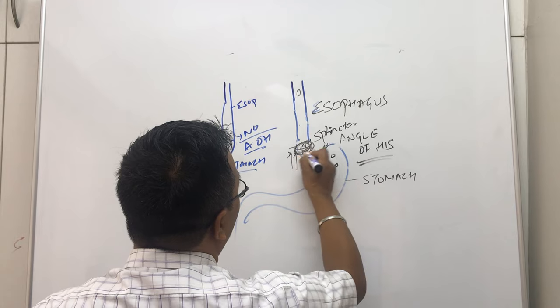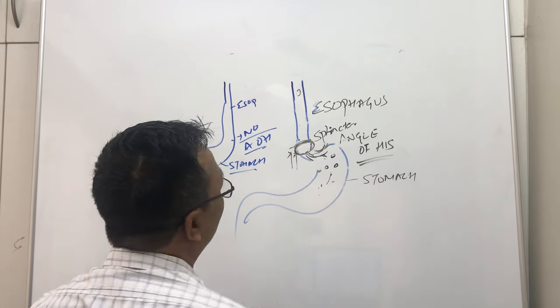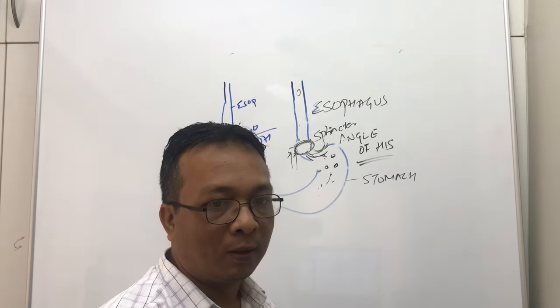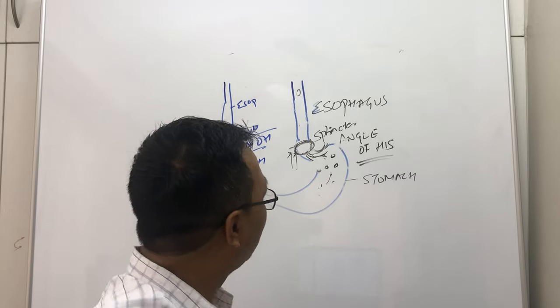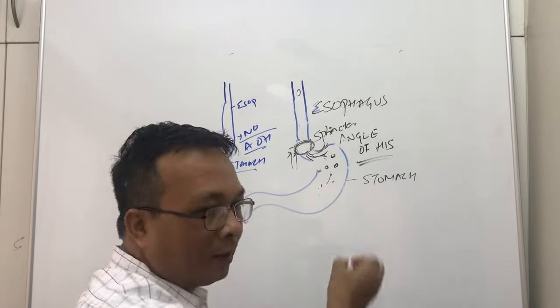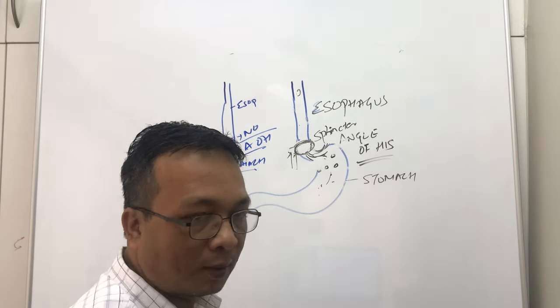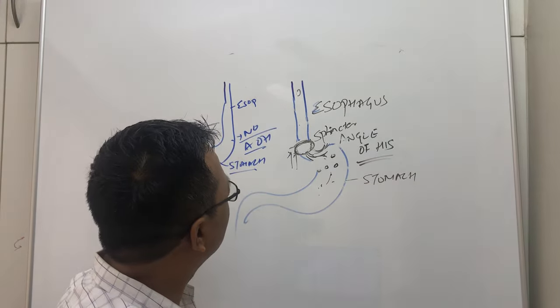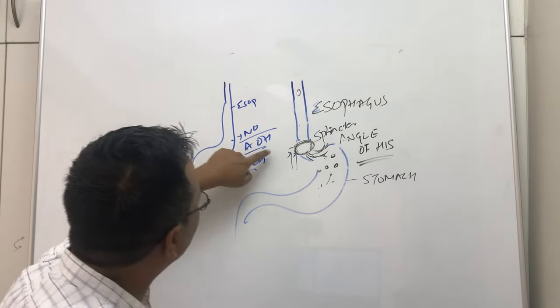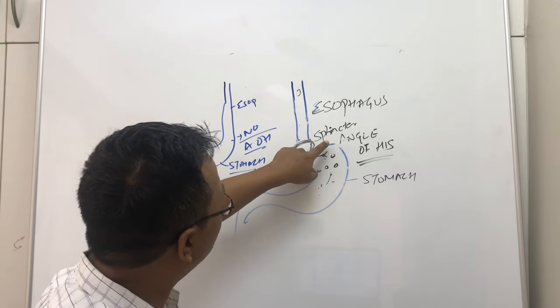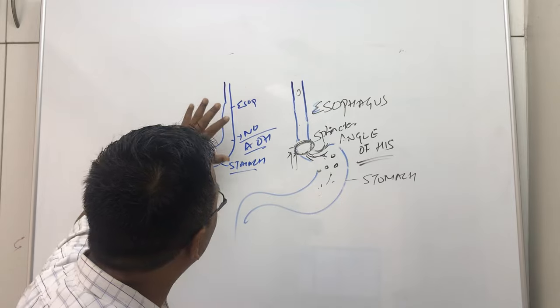Okay, there's a sphincter here, which is holding this junction. It is constricting, it is tightening things so that food particles don't go up. Now this angle of His and this internal sphincter are not so fully developed in babies.